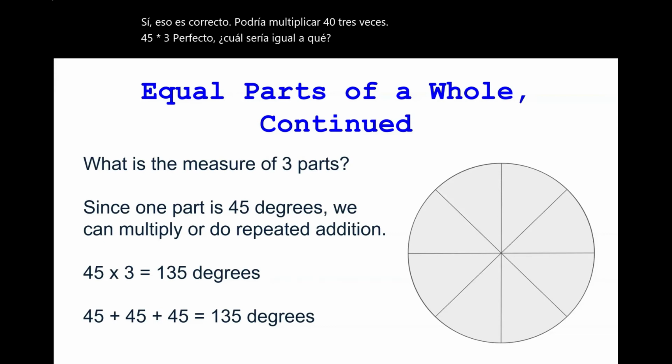Which would equal what? Good, 135. But 135 what? Degrees. Excellent. Okay, and what type of angle is 135 degrees? Good, obtuse angle. All right.